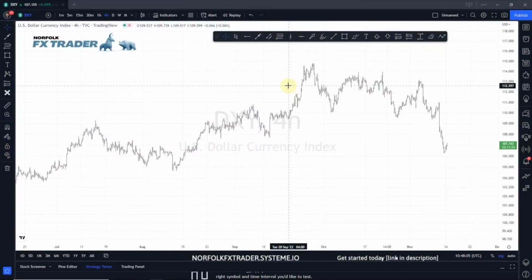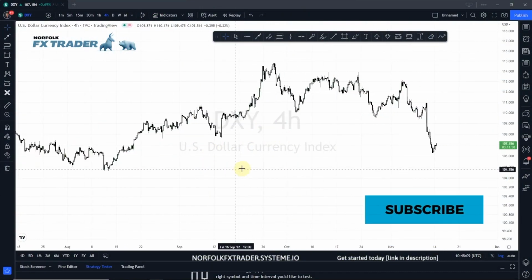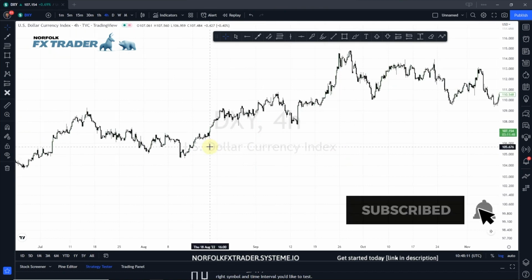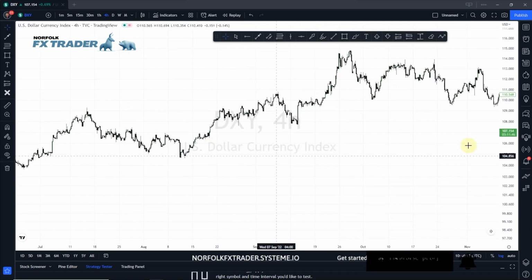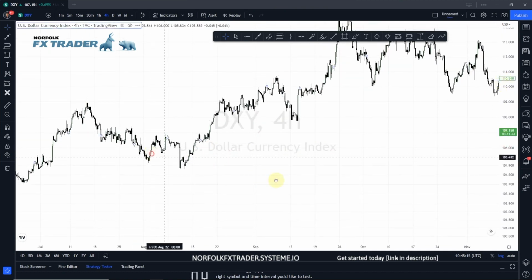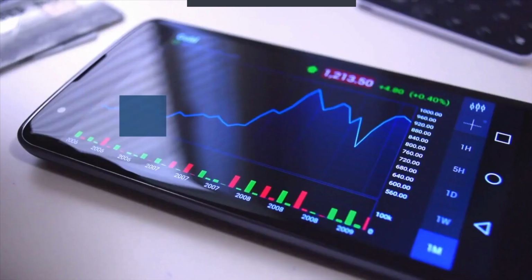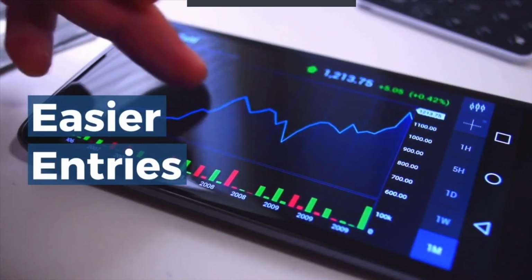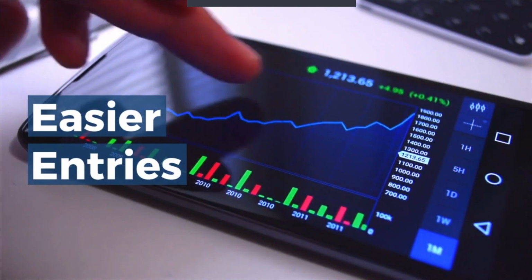So let's look at this chart on the DXY, and we're going to go through how you can simply use that breaker structure to mark your areas of supply and demand. It's going to make it so much simpler for you to mark those zones, and believe me, you're going to find it an easy way to start looking for those entries.